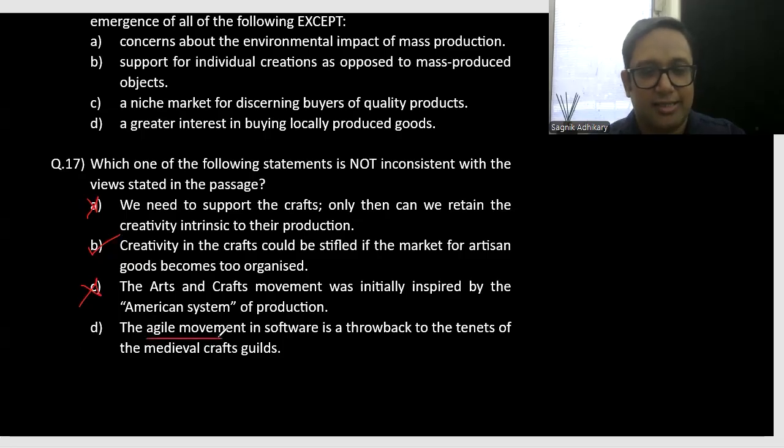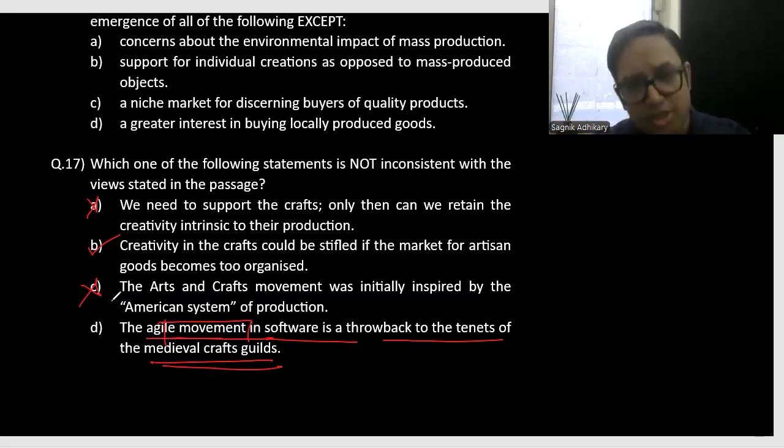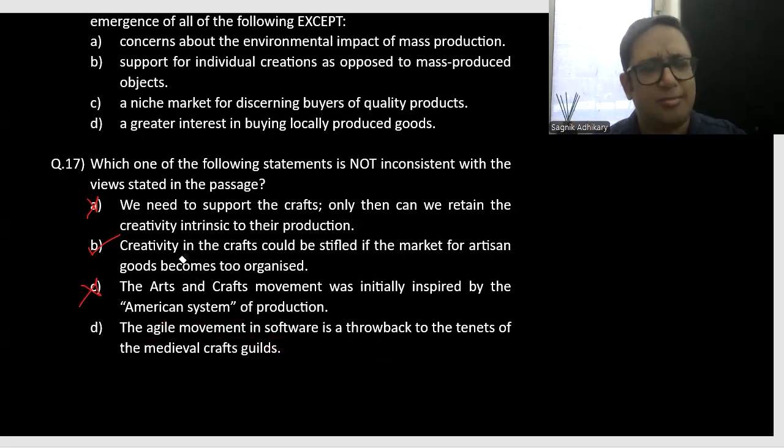Not what we require. D: the agile movement in software is a throwback to the tenets of the medieval craft skills. Agile movement was mentioned in the fourth or fifth paragraph. The medieval craft skills is in the last paragraph. The medieval craft skills is the historical perspective. Agile movement is more in the present. Maybe not in the present, but it is more of a modern thing as compared to the medieval craft skills. There's no direct connection between the two. So this is wrong. This is incorrect. The correct answer here again is B.